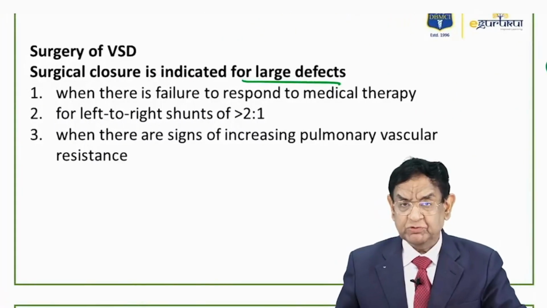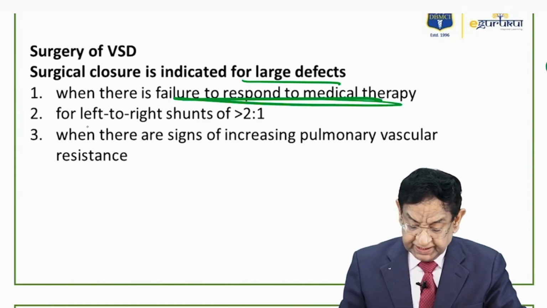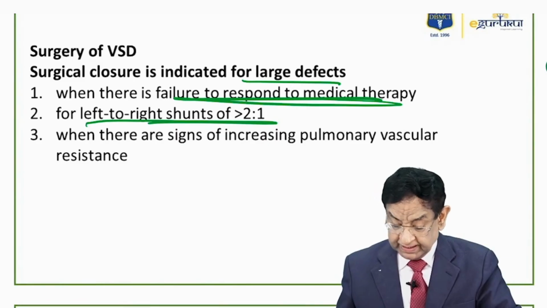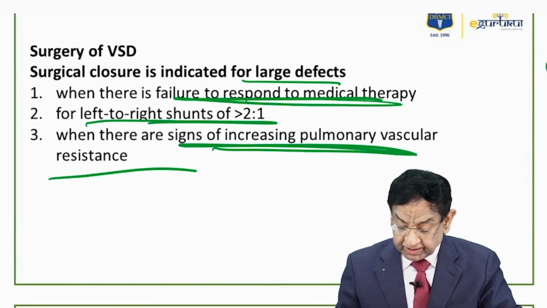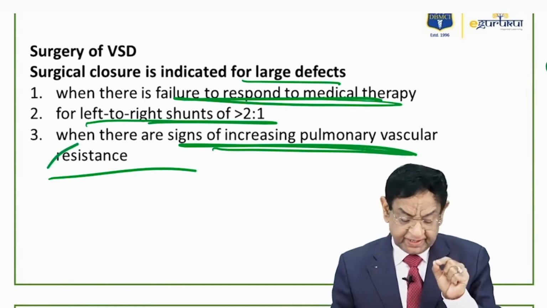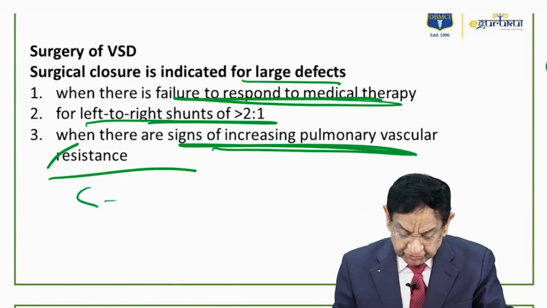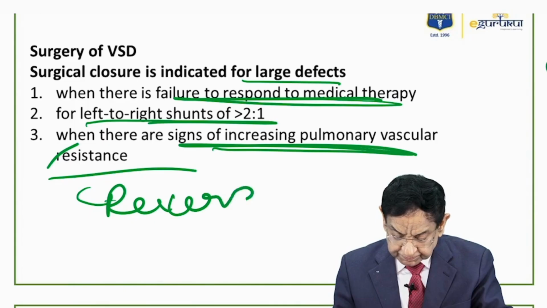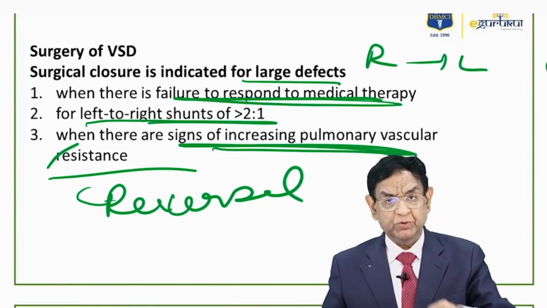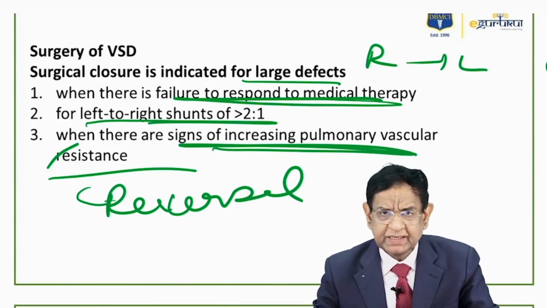Well, we plan to do surgery in VSD if they fail to respond to medical therapy, left to right shunt is more than 2:1, and there are signs of pulmonary arterial hypertension. This is once the PAH occurs fully and that can lead to reversal of shunt. Now it becomes right to left shunt, so-called Eisenmenger syndrome. If in the very advanced stages PAH has occurred so high, it's going back.